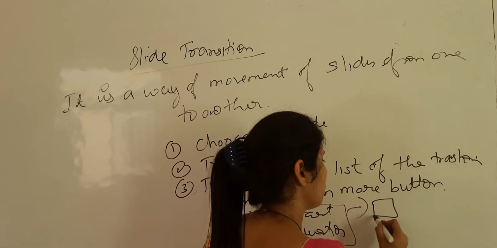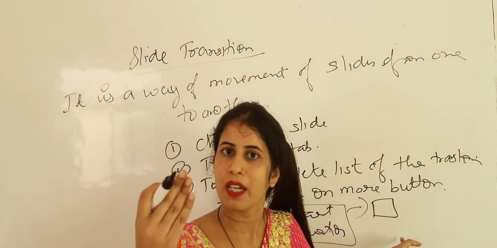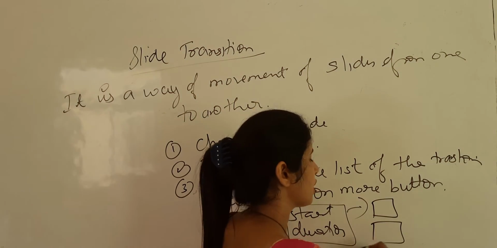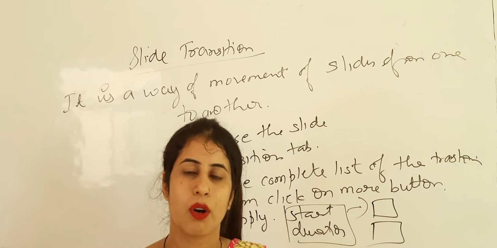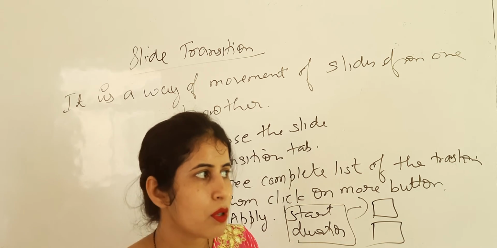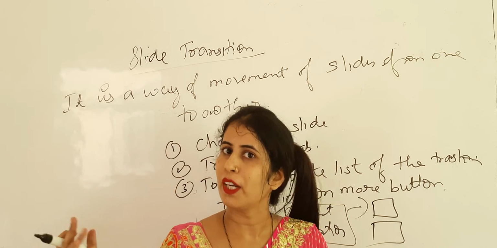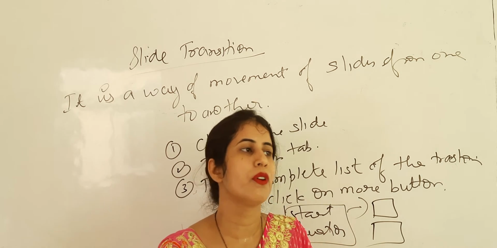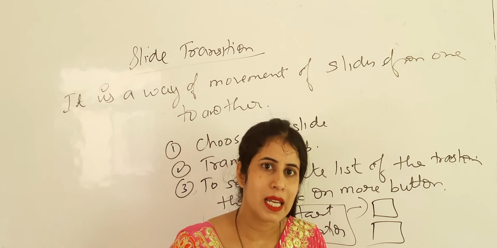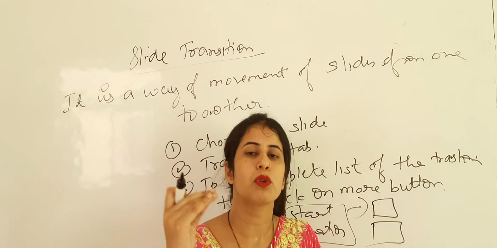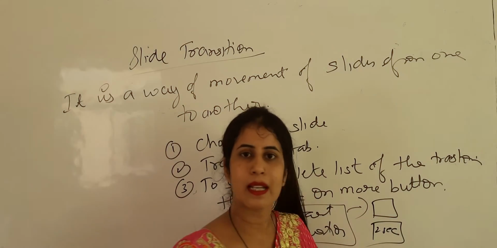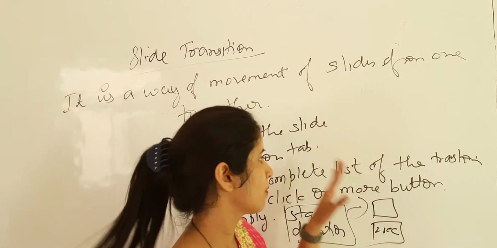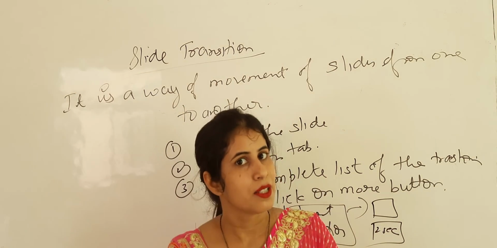This we have to write here, means the number we have to write here, and duration means how long we want to keep one transition on the screen. Suppose we are going to show the movement of all the slides. If we want to represent our first slide for 2 seconds, this we can decide from here. We can select it from here. So this was about the slide transition.